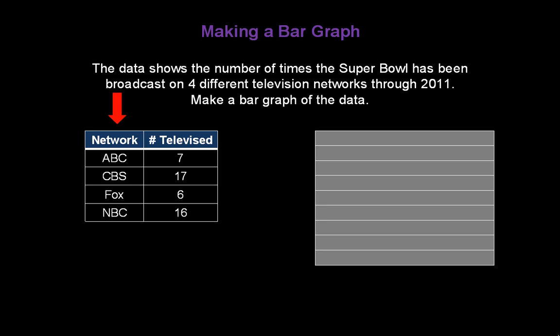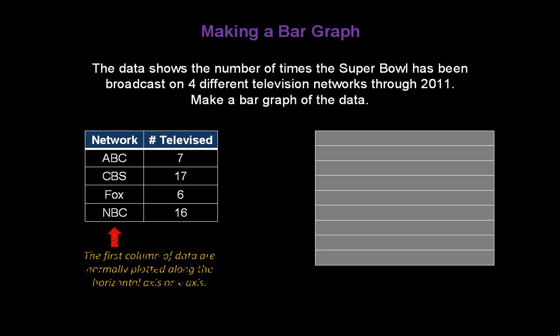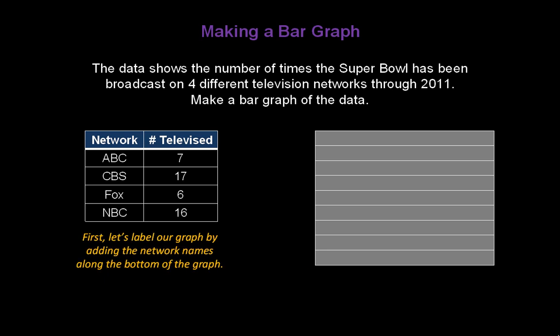The very first column shows the network that has broadcast the Super Bowl, and the second column shows how many times that network has televised the Super Bowl. The first column of data are normally plotted along the horizontal axis or the x-axis, and the second column of data are normally plotted along the vertical axis or the y-axis. Since we know that, let's go ahead and label our graph by adding the network names along the bottom of the graph.